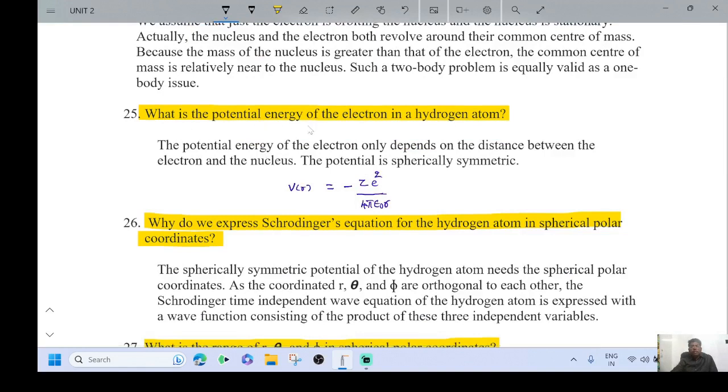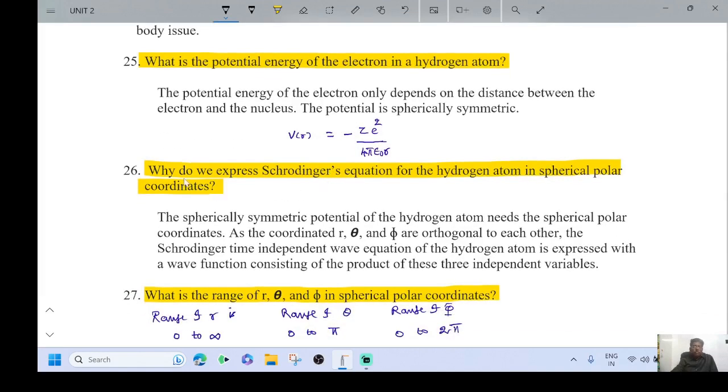What is the potential energy of the electron in a hydrogen atom? The potential is Coulombic type. Then the value of V of r is minus Ze square divided by r, or we may say minus Ze square divided by 4 pi epsilon naught into r. Here the potential is spherically symmetric as well as Coulombic.